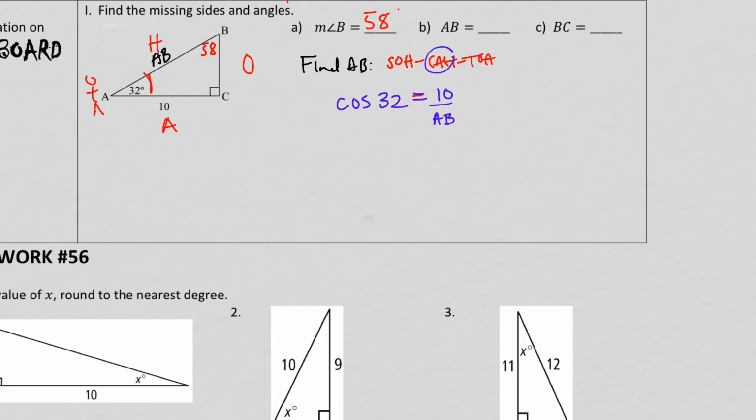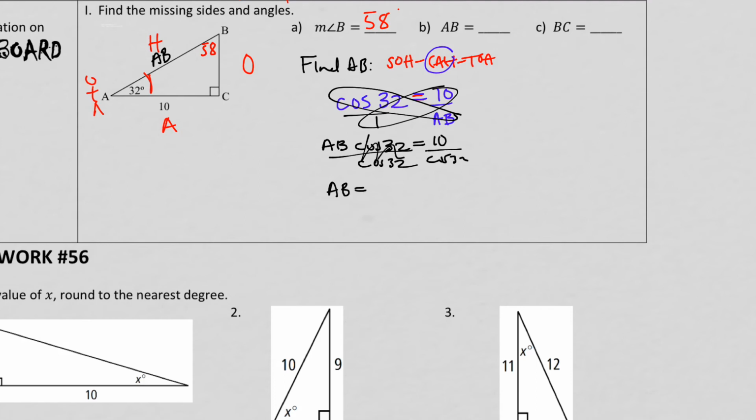Next, because this is now a proportion, I can cross multiply, so I end up getting AB cosine of 32 equals 1 times 10, which is 10. I can divide both sides by cosine of 32. And so then I get AB, which is my missing side, because at this point this is all going to be on the calculator. If I put 10 divided by cosine of 32, I get that AB is about 11.8 units long. So that's 11.8.